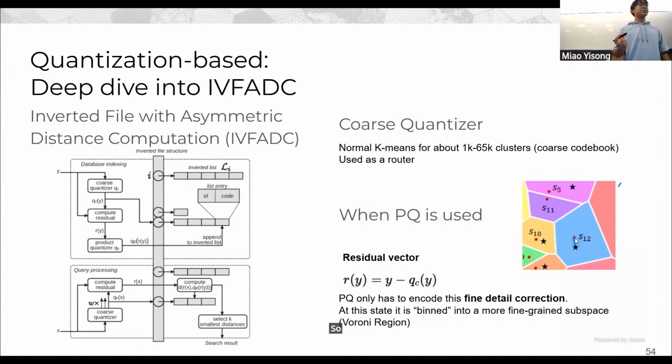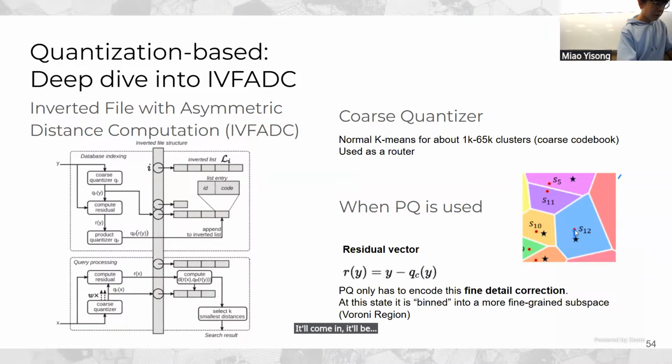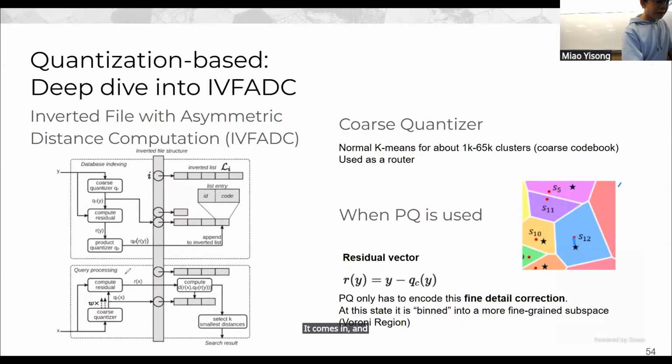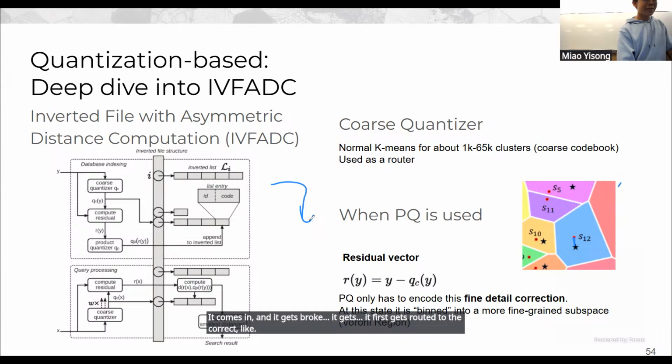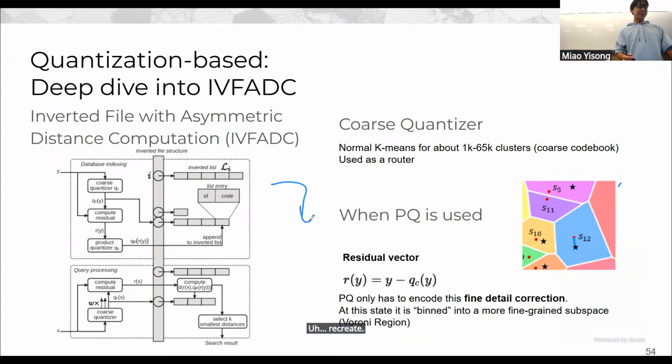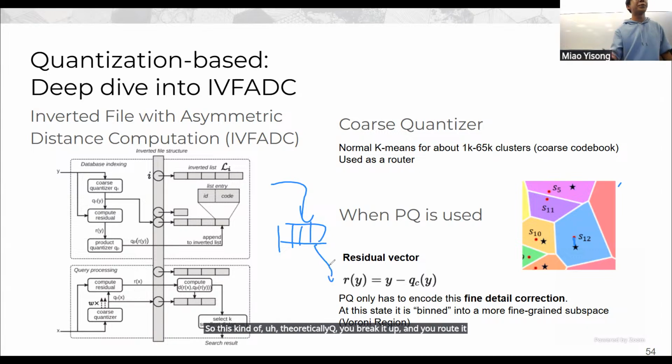So let's say at retrieval time, you make a query. It comes in and first gets routed to the correct database, per se. After that, you run the PQ, you break it up, and you route it again to the most fine level of detail and semantics.